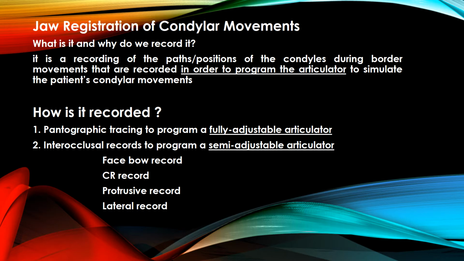It is recorded using pantographic tracing to program a fully adjustable articulator type, while a semi-adjustable articulator type uses the interocclusal records, face-bow records, eccentric relation records, protrusive record, and lateral record.